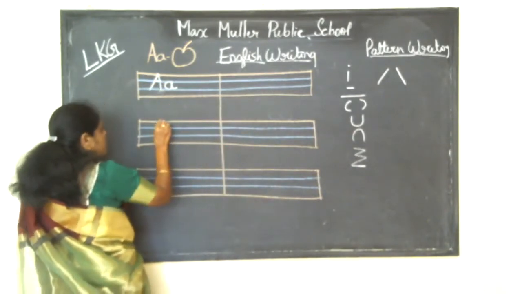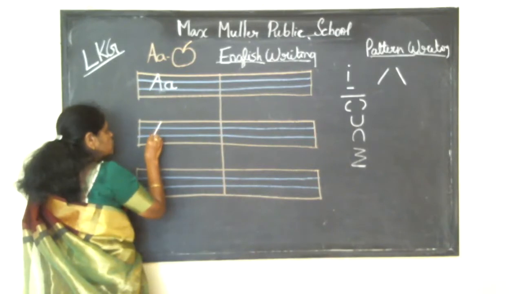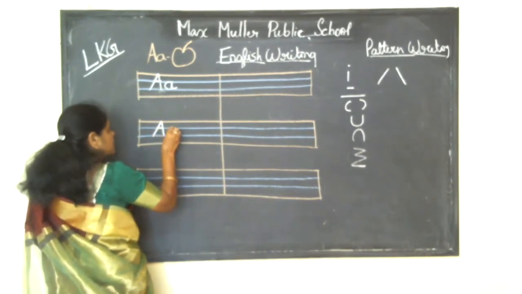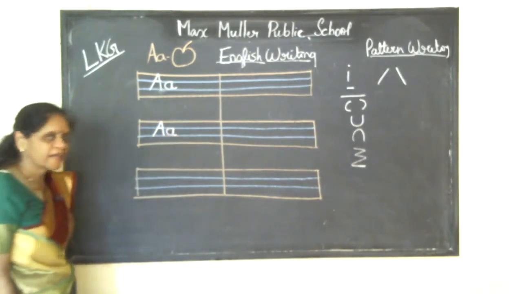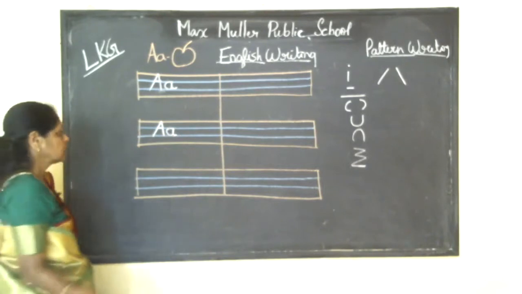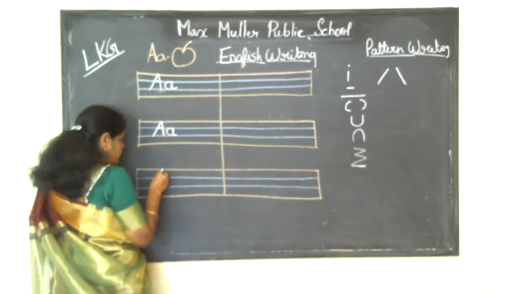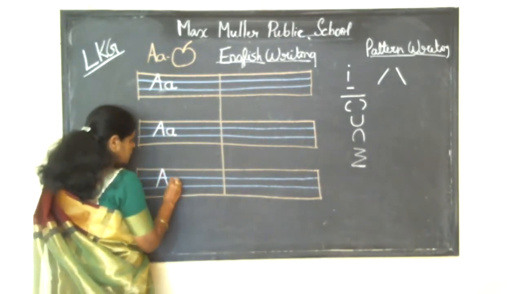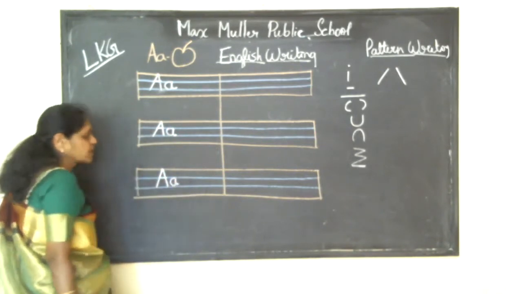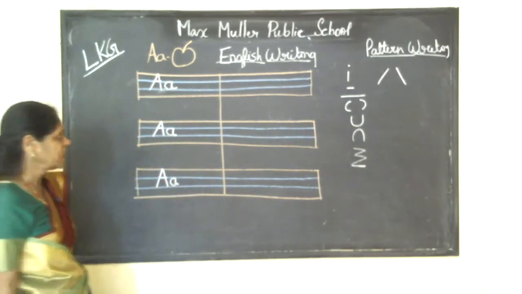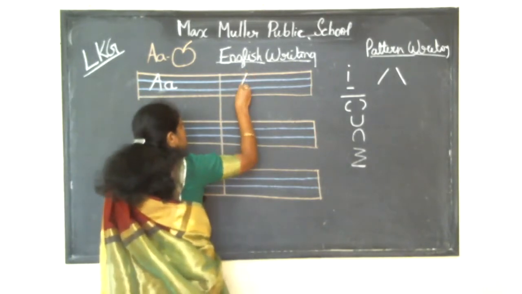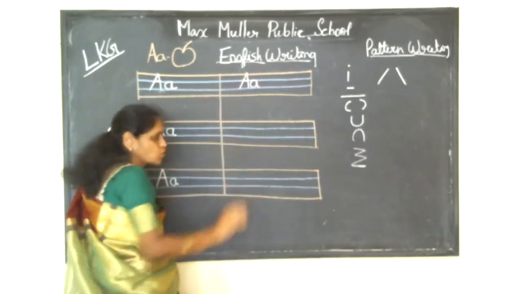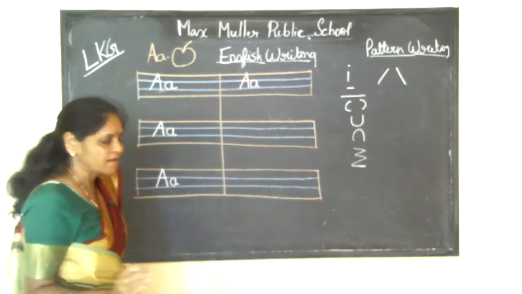Again repeat, from the red line to the blue line. Red line to the blue line. Capital A, small a. A for apple. Again, from the red line to the blue line. Capital A, small a. Next. Capital A, 2 times you have to write. Okay? I showed you in the book, right? So in the same way you have to write.